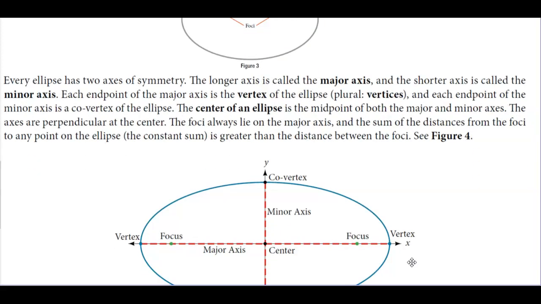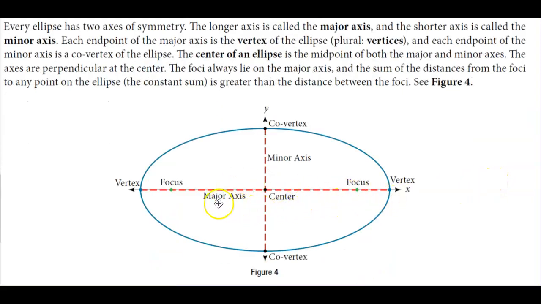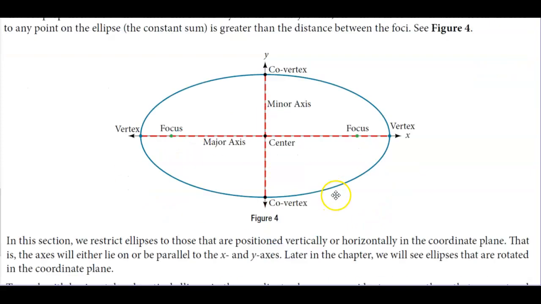The foci always lie on the major axis, and the sum of the distances from the foci to any point on the ellipse, the constant sum, is greater than the distance between the foci, as you can see here in figure 4. So here's your major axis, here's your minor axis, covertices, vertex, and your focus.